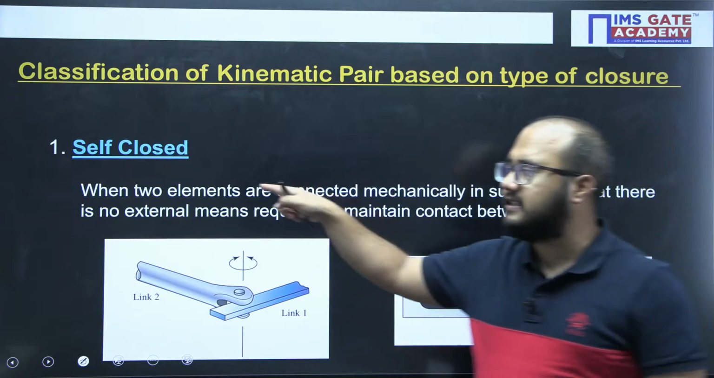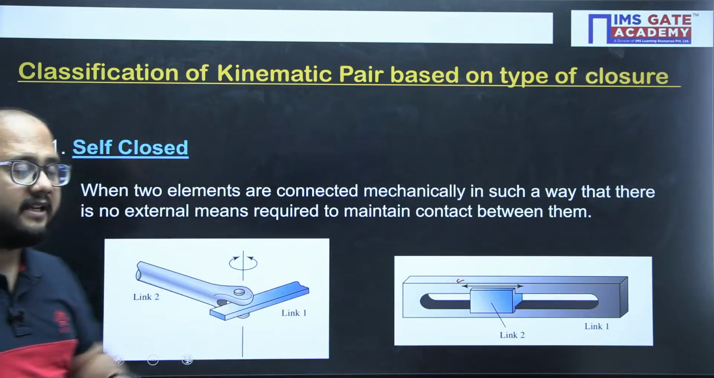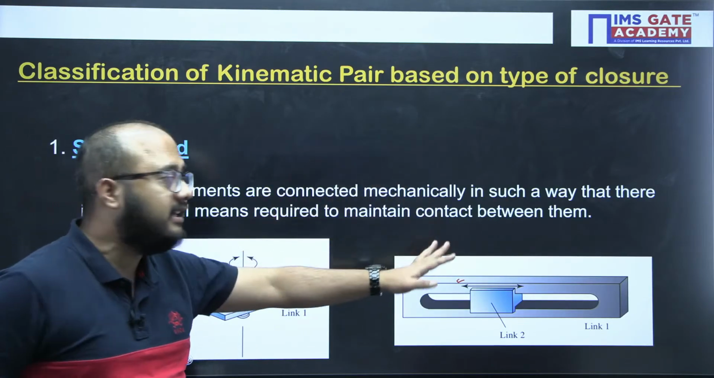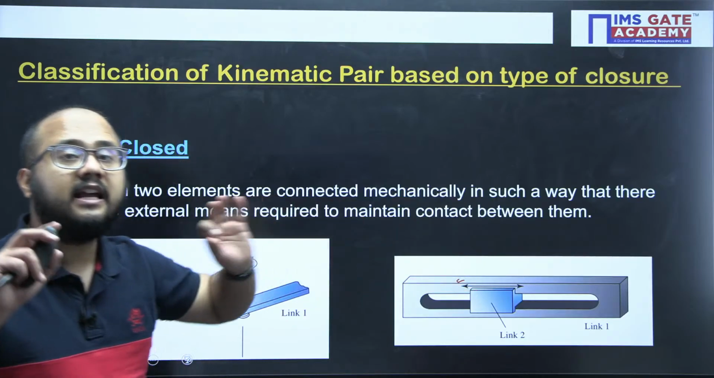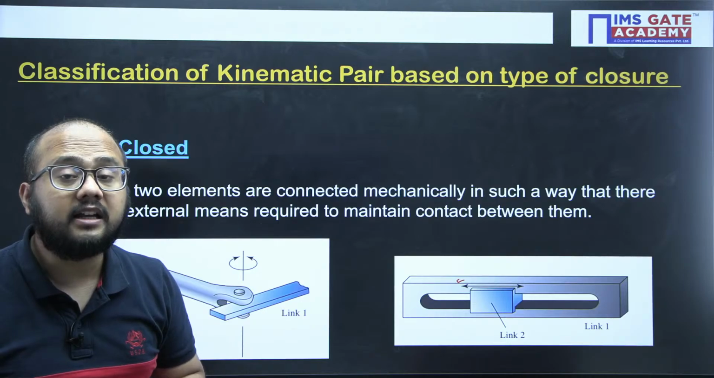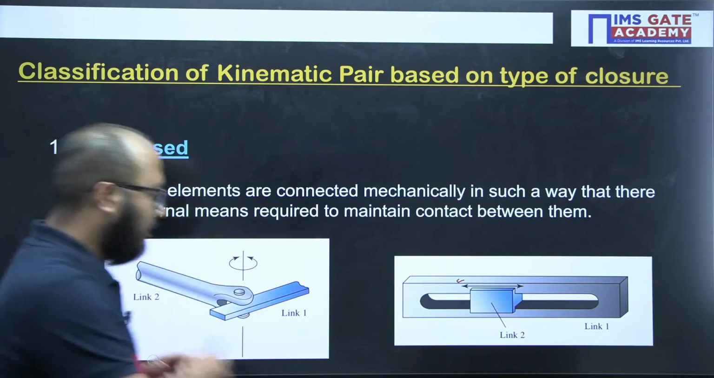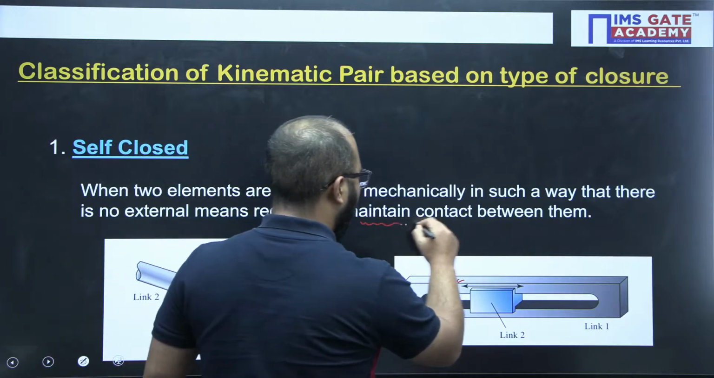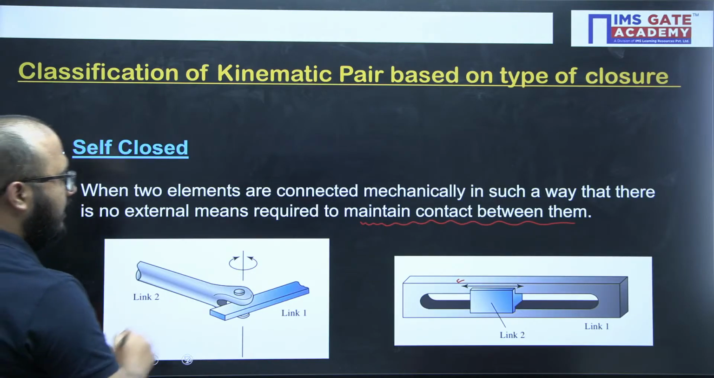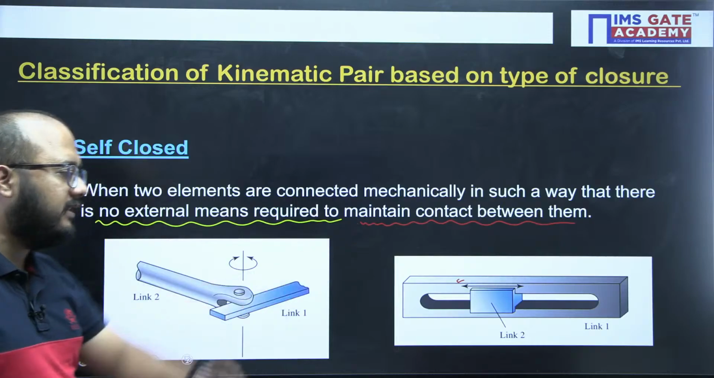In that, this is the self-closed. So, what is the self-closed? Please understand here: when the two links are connected mechanically in such a way that no external means is required to maintain the contact between them. This is a very, very important point, guys. No external means is required to maintain the contact between them.